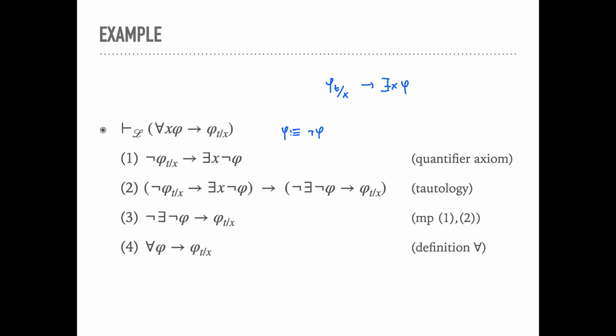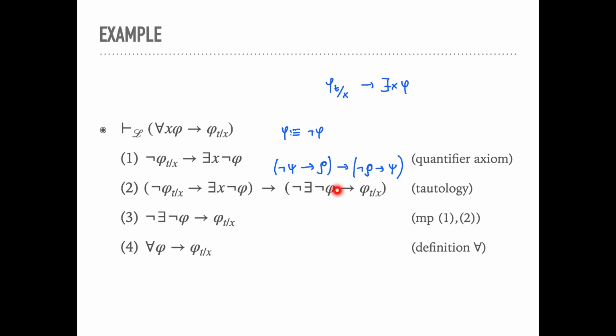Now we also introduce a logical axiom in the form of a tautology. If you look at this formula here, this is of the form not psi implies rho, implies not rho, implies psi. Right, so this is a simple instance of the contrapositive rule, and you can easily see that this is actually a tautology.